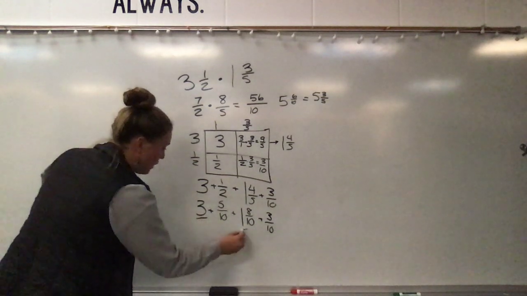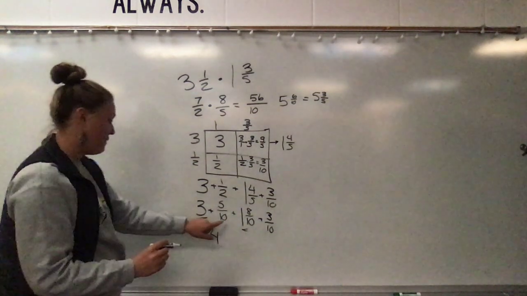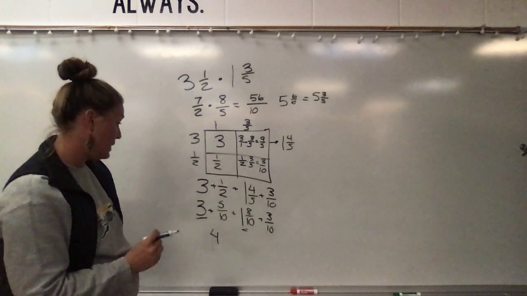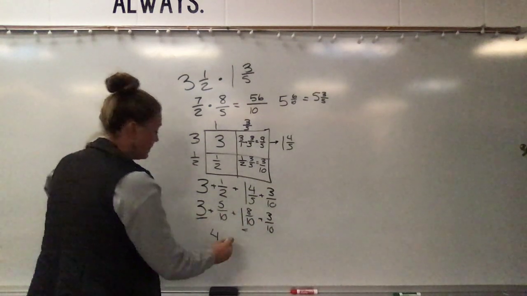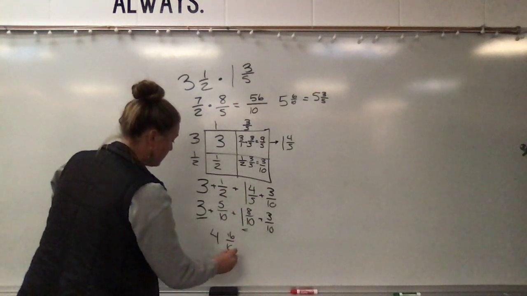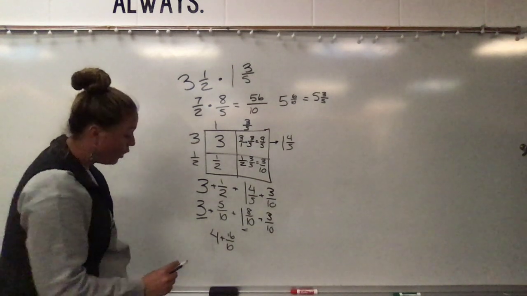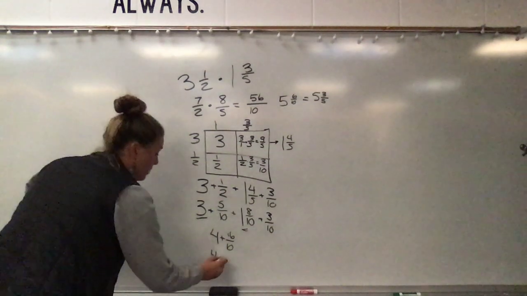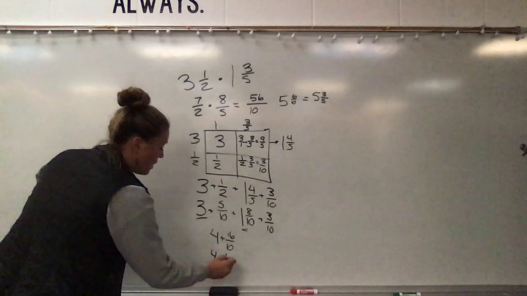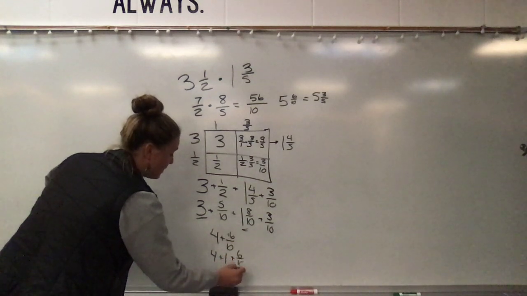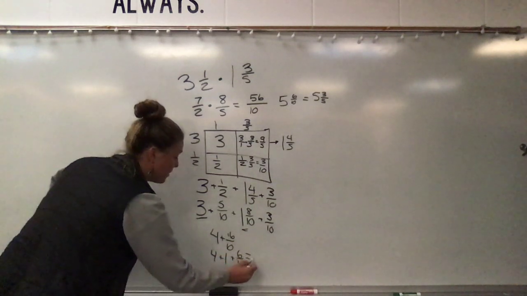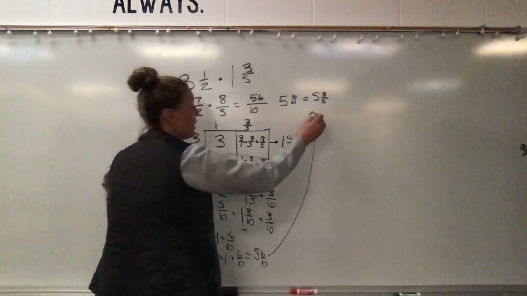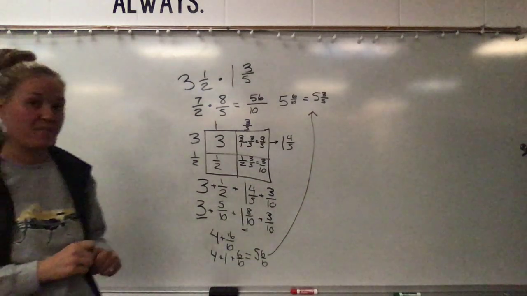So I've got my 3 and my 1. So far I have 4. And then 5/10 plus 8/10 gets us to 13/10. 13/10 plus 3 more tenths is 16/10. Well, I'm going to pull out a whole. So I now have 4 plus 1 plus 6/10, which is 5 6/10, which we know is equivalent up here to 5 3/5.